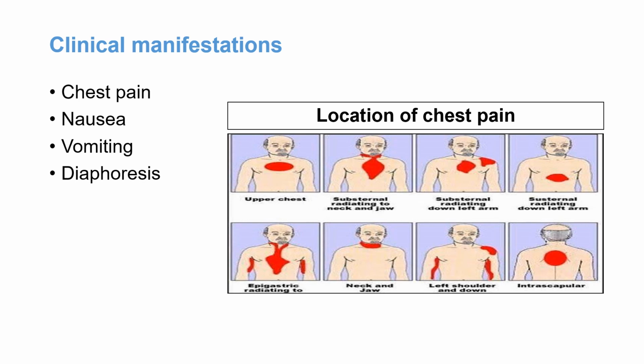In assessing perfusion, we always have to ask the location of the chest pain. The chest pain starts from the upper chest and radiates to the substernal region, neck and jaw, and may radiate to the left upper arm and epigastric region, and again to the neck and jaw, left shoulder, and interscapular region. It is associated with nausea, vomiting, and diaphoresis, that is increased sweating, which will also be noted.